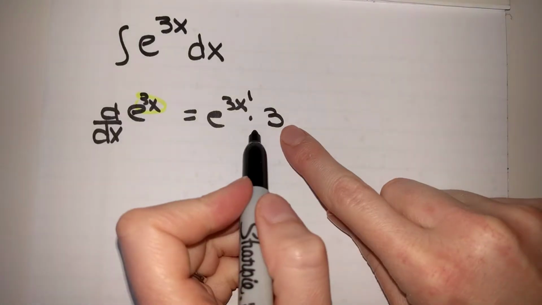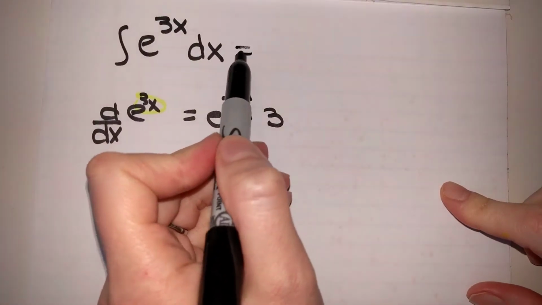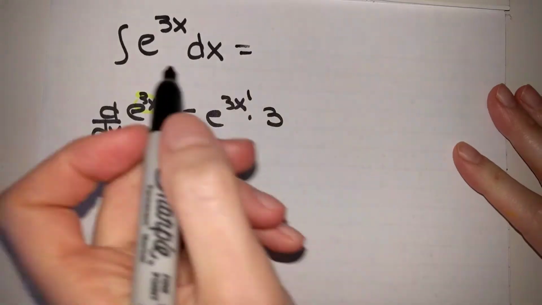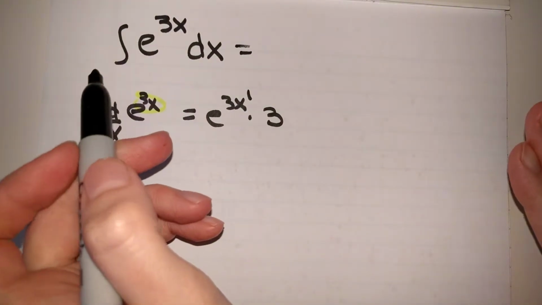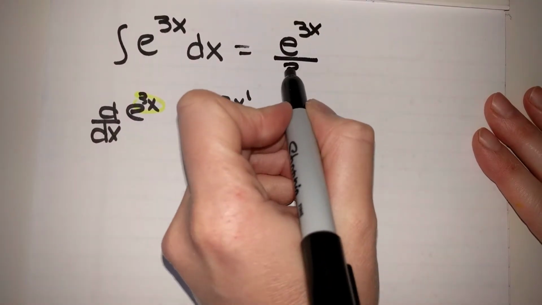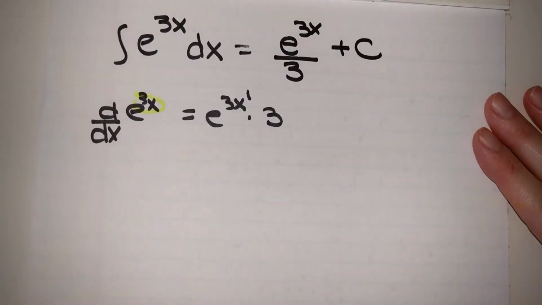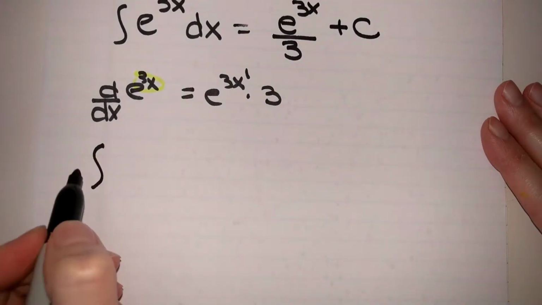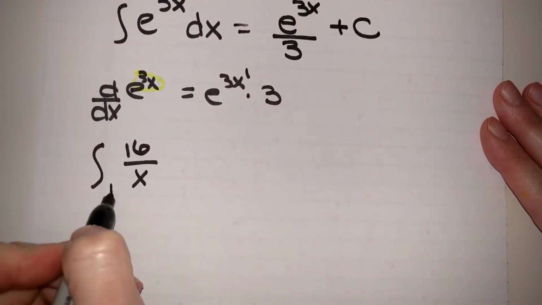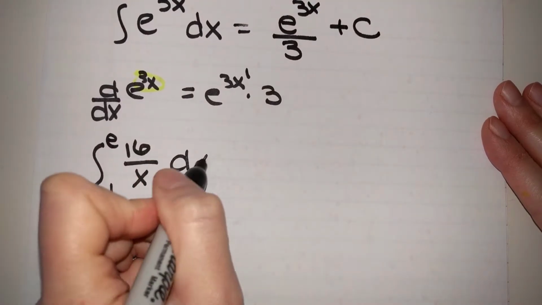So if we multiply with derivatives, that means we have to divide with integrals because we're working backwards. So the integral of e to the 3x dx is going to be e to the 3x over 3 plus c. All right, so let's look at another example. Let's say that we have something like the integral of 16 over x from 1 to e dx.